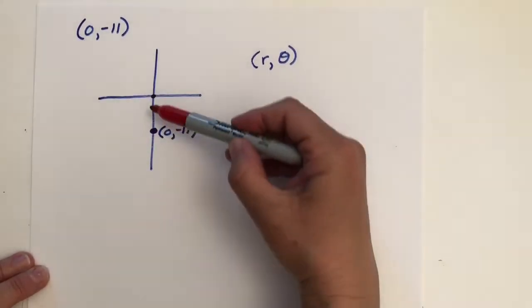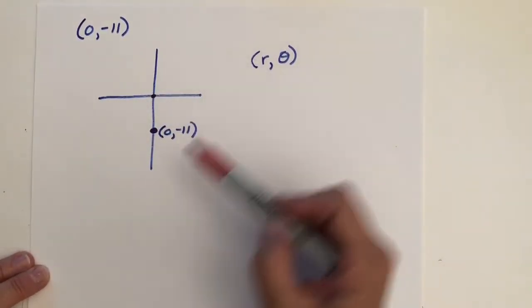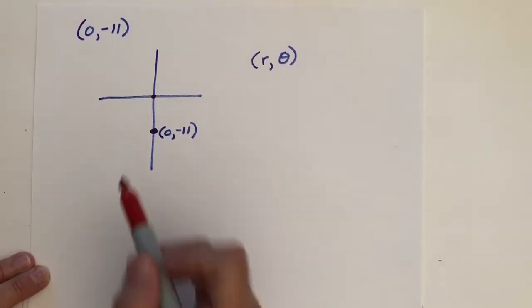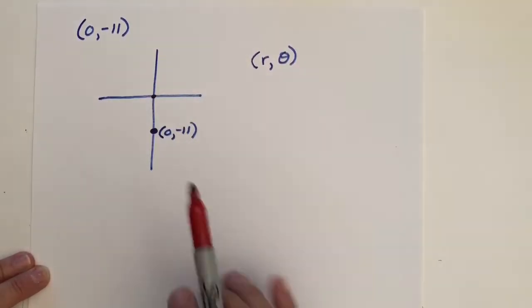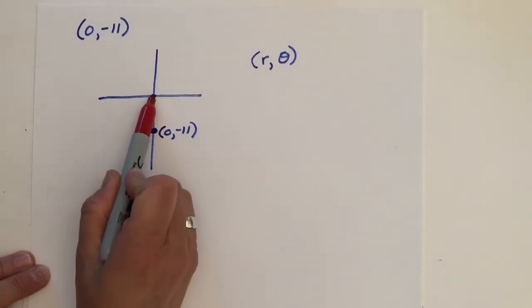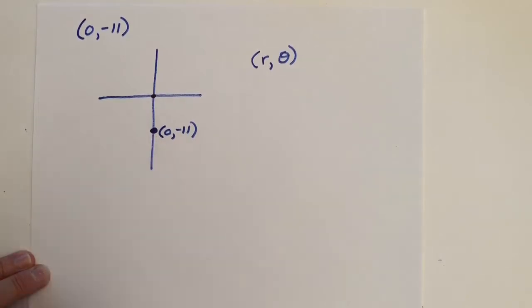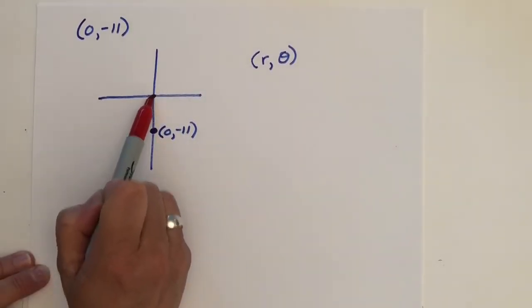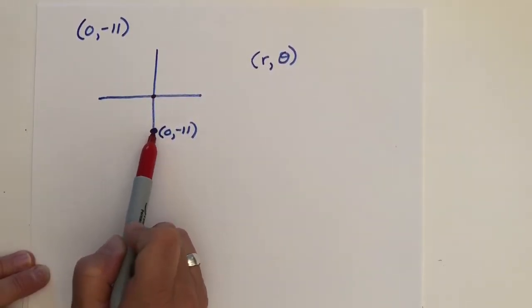It is also possible you could represent this point with a negative 11. We'll do that in a minute. But for the purposes of these problems, I'm going to use r as a positive value. And if you needed to, you could always convert to a different representation with r being negative. So the distance from the origin to this point, or in polar coordinates we would say from the pole to that point, would be 11.